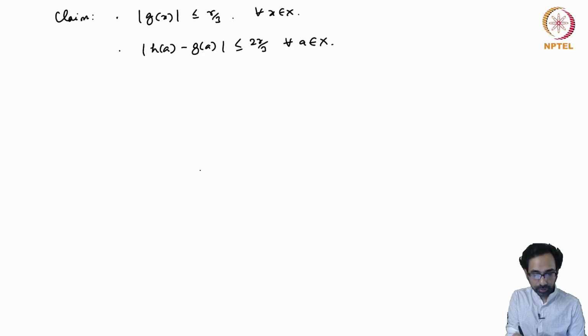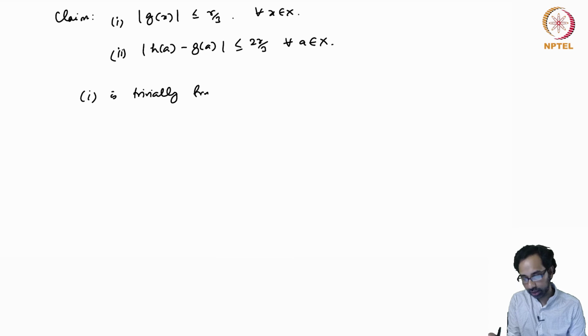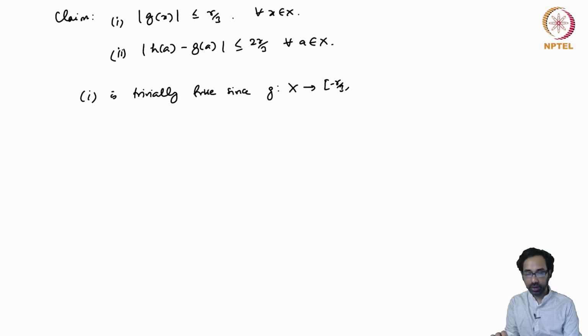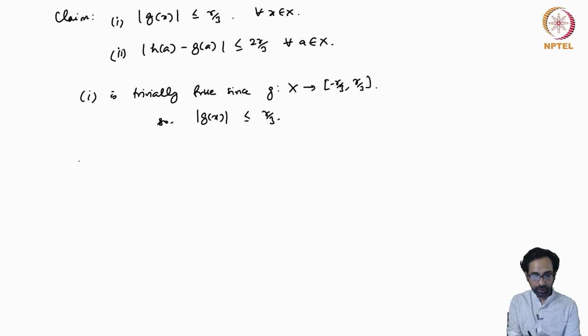So the first property here, one is trivially true since g was constructed to be a function that lands in the subinterval minus r by 3 to r by 3. Therefore the modulus of g(x) is less than or equal to r by 3. So the first one is okay. To show the second one, we have three cases.